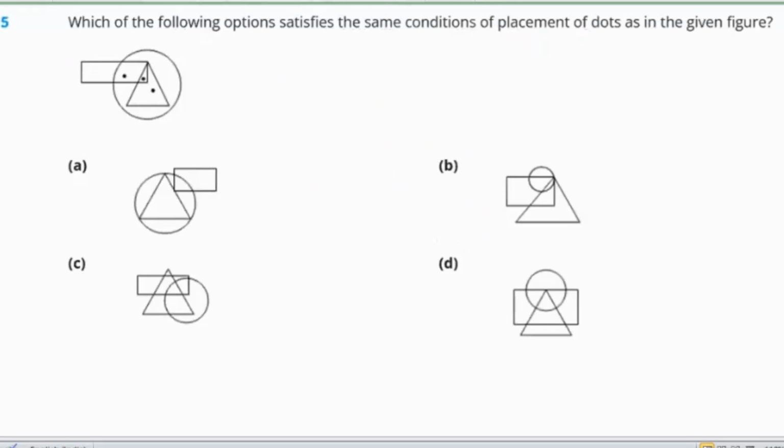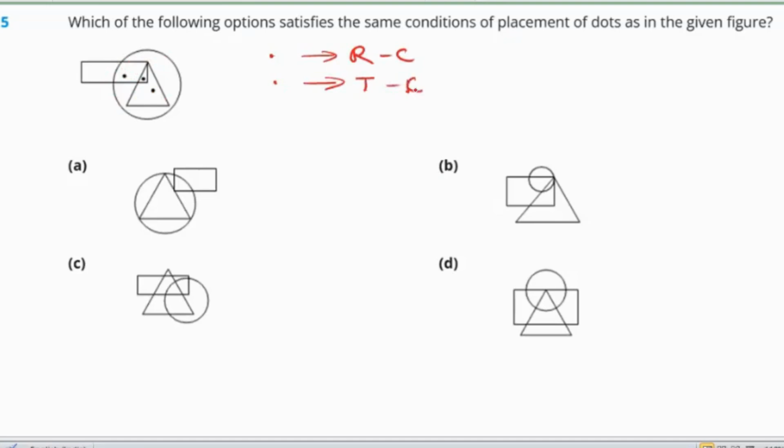The next question is asking which of the following options satisfy the same condition of the placement of the dots in the given figure. So first we need to go through the diagram given to us and see the exact placement of the dots. One dot is here, which is in the rectangle and in the circle only. One dot is here, which combines rectangle and circle. Now one dot is here, which is in the triangle and the circle.